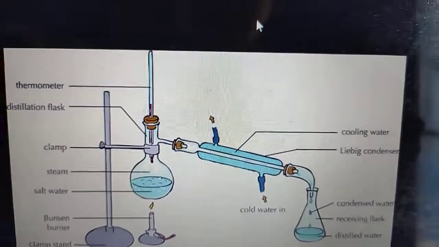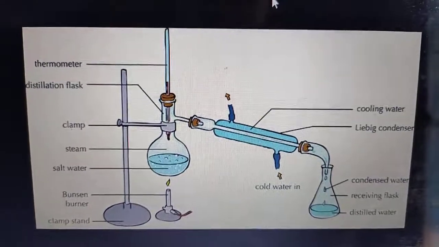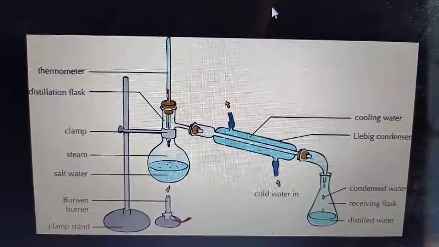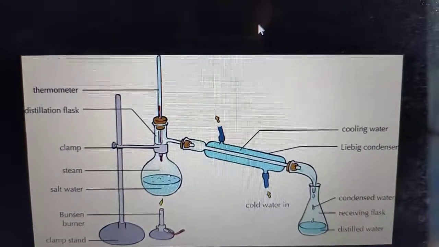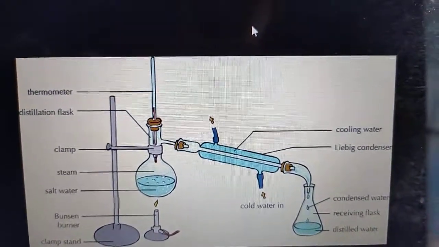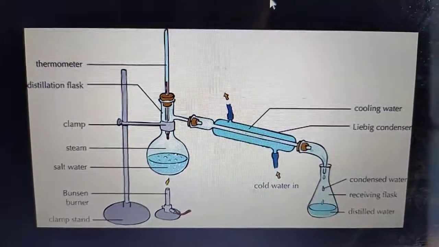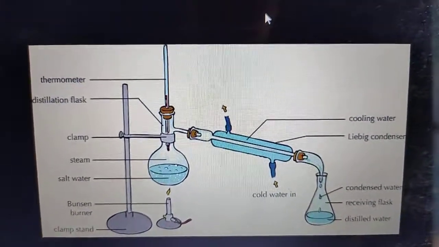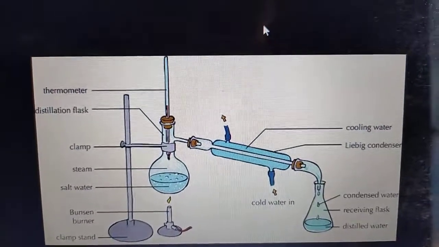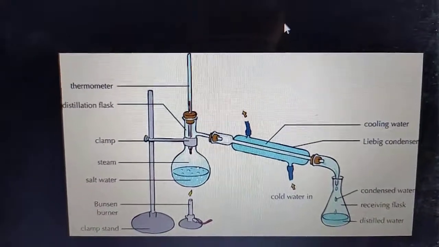Now we will see how separation can be done in miscible liquids. Miscible liquids, you know, are liquids which dissolve in each other completely in all proportions. For example, alcohol in water. These liquids are miscible liquids. So miscible liquids can be separated by distillation.